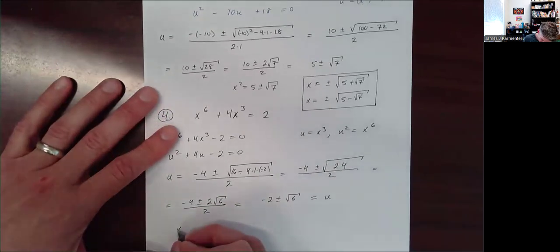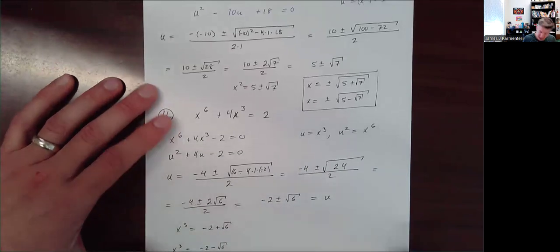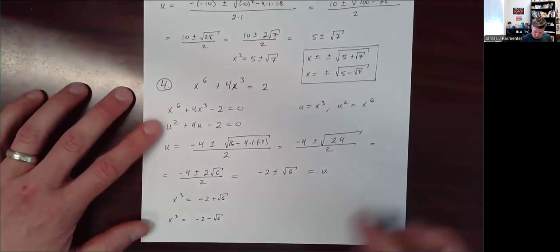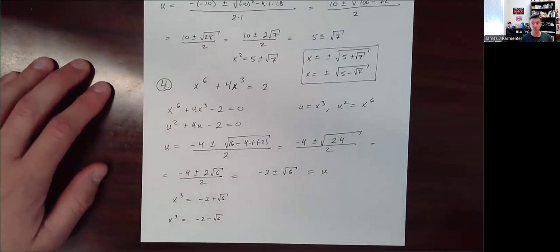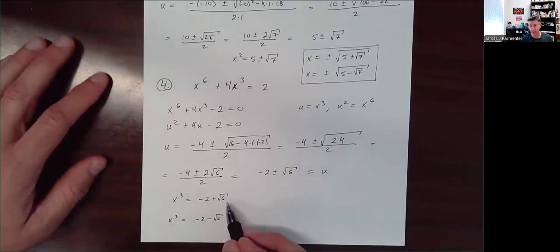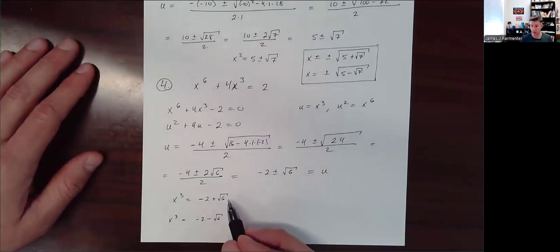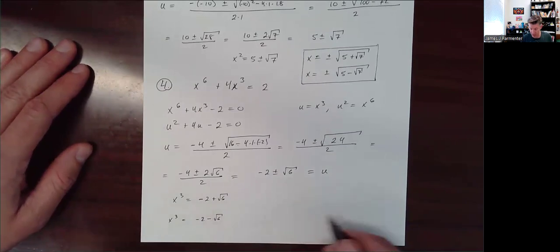So we have x cubed equal to negative 2 plus root 6, and x cubed equal to negative 2 minus root 6. Here, it doesn't actually matter whether negative 2 plus root 6 or negative 2 minus root 6 is positive or negative, because you can take the cube root of any positive or negative number. Negative 2 plus root 6 is positive because the square root of 6 is bigger than 2. Negative 2 minus root 6 is clearly negative because it's a negative number minus a number.